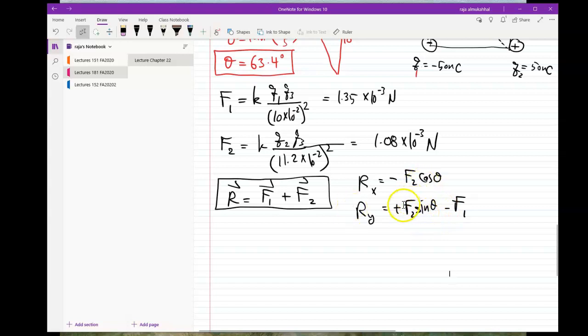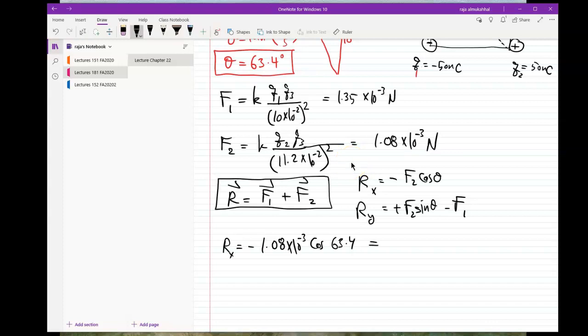So basically the problem boils down to those two. Finding those, I'm pretty much done with the problem. So let me find R sub x. R sub x is going to be minus F2, which I found already. It's right here. Minus F2. That's going to be minus 1.08 times 10 to the negative 3 times cosine, the angle, I found it to be 63.4. It's right there, guys. Right here.